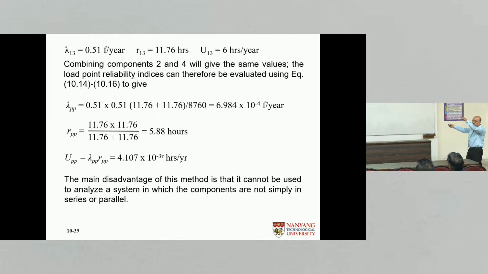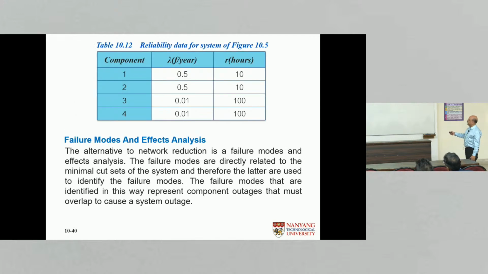Similarly, then the 2 elements are in parallel. 1,3 and 2,4 are in parallel. So total permanent overlapping permanent, lambda PP. The first feeder overlapping a failure in the second feeder, and you can use the parallel equation for 2 components in parallel, and you will get the lambda, R and U. So the main disadvantage, as I said, is that components must be in series or parallel. But this is just to illustrate that there is a method which can be used. But the one that we generally will use is failure modes and effects analysis.